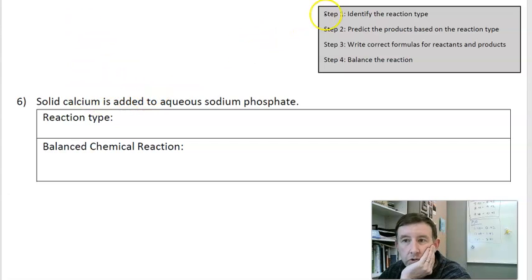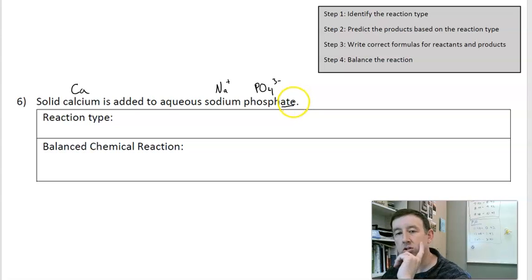Back for more. All right, so step one, identify reaction type. So that means we need to look at our reactants first to identify it. So I got solid calcium, which would be written like that, is added to aqueous sodium phosphate. So sodium, we know, is +1. Phosphate, that ATE is a giveaway that it is the polyatomic ion, PO4. And the backside of our periodic table tells me that that's a -3 charge, right?